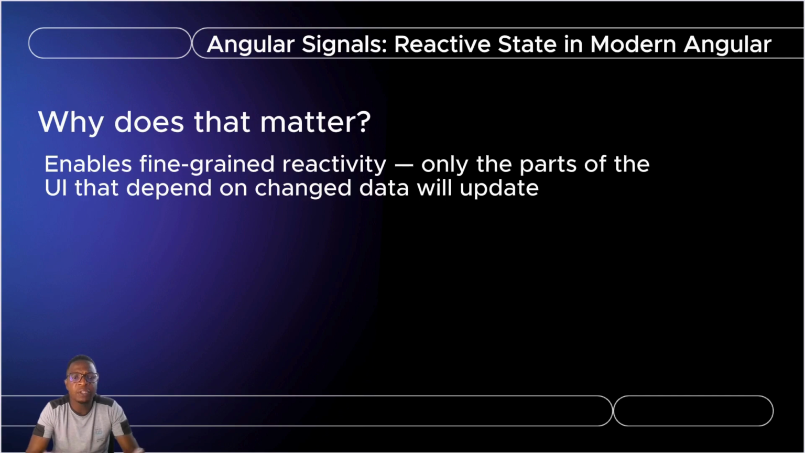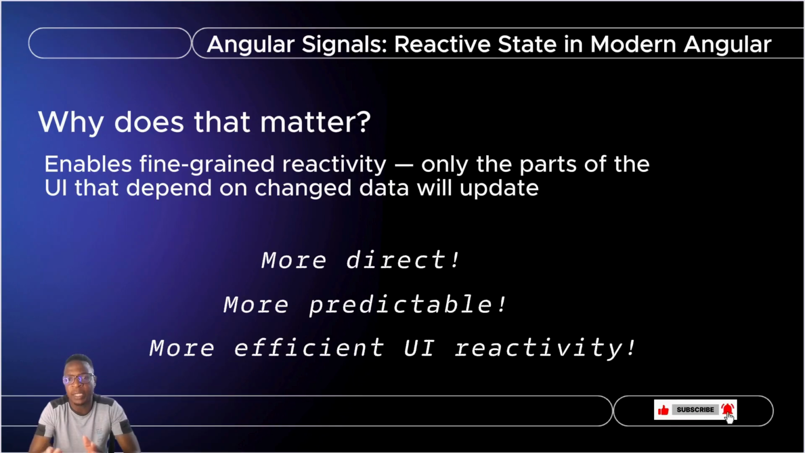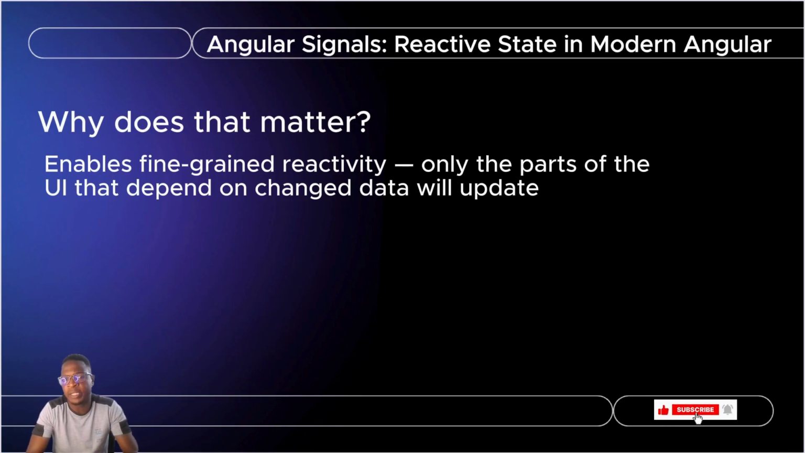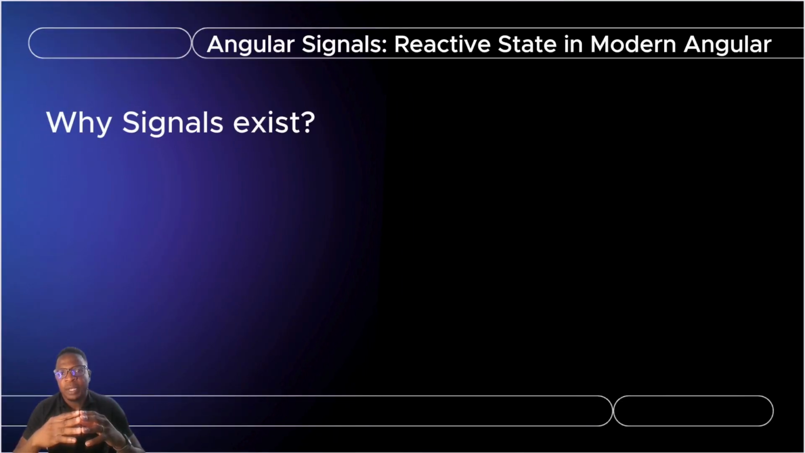So, if I had to summarize this tutorial in one sentence, it would be: Angular signals are Angular's move towards a more direct, more predictable, and more efficient UI reactivity without the overhead of RxJS for simple state. The reason signals exist really comes down to the core issue in traditional Angular. That is, change detection is too broad. In the classic Angular model, when something changes, Angular doesn't always know exactly what changed or what depends on it.